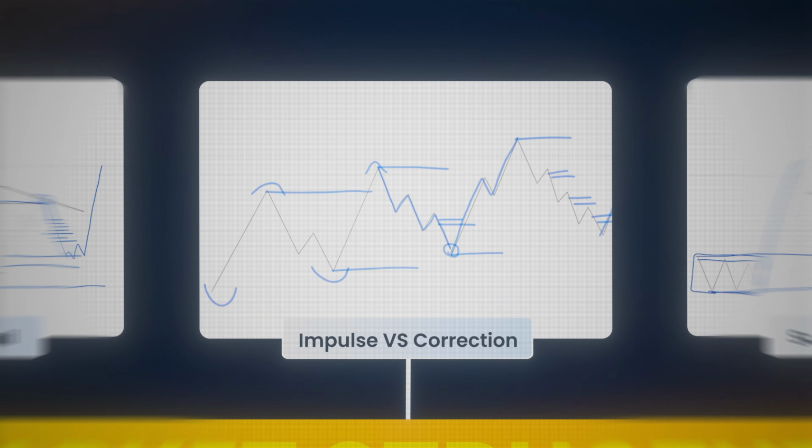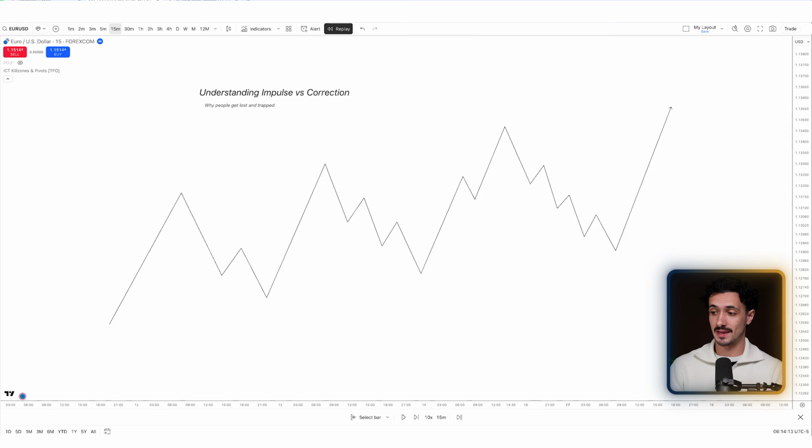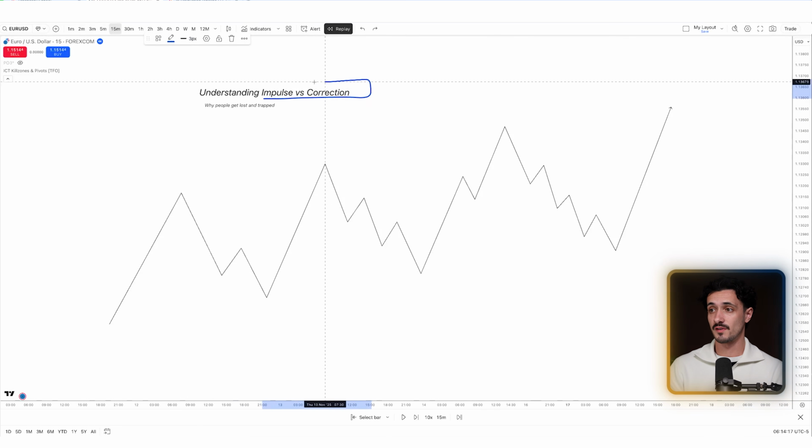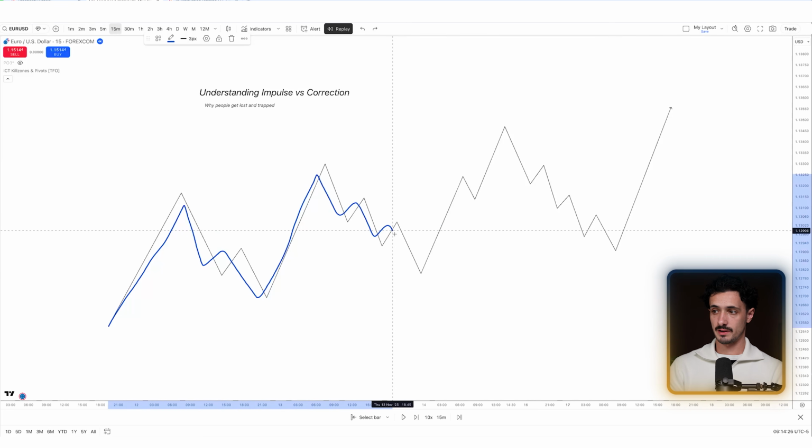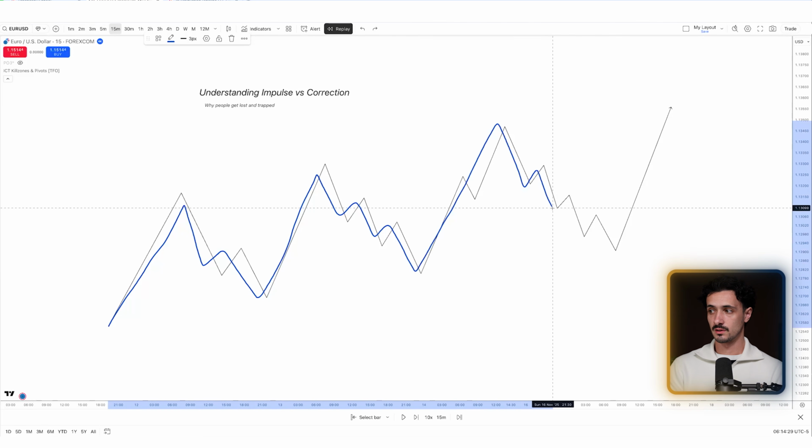Okay, now I need to talk to you about something called impulse versus corrections, and also why so many people get this wrong. Many people get lost and trapped in this process, but I'll explain it to you like you're a 5-year-old because it is literally that easy to understand. At any point in time, we have impulses and we have corrections.